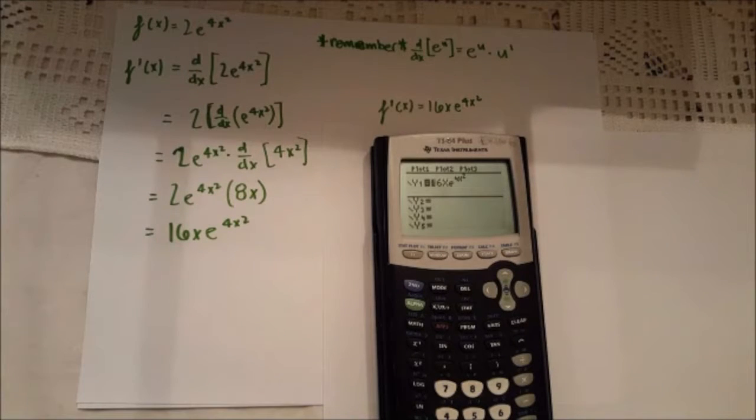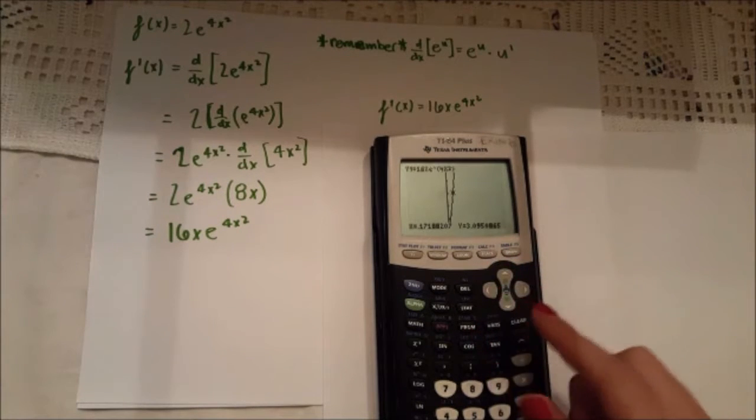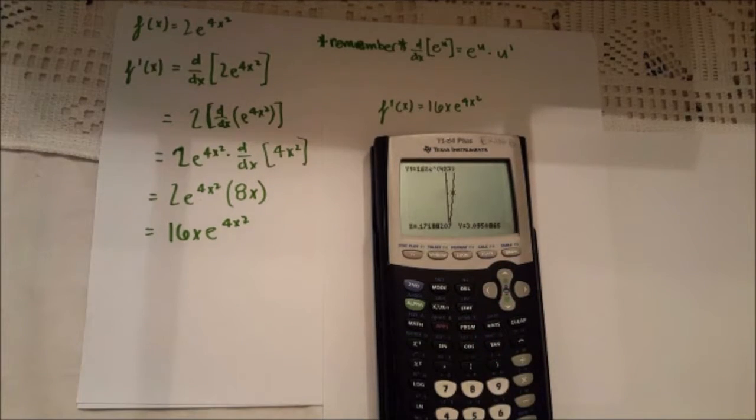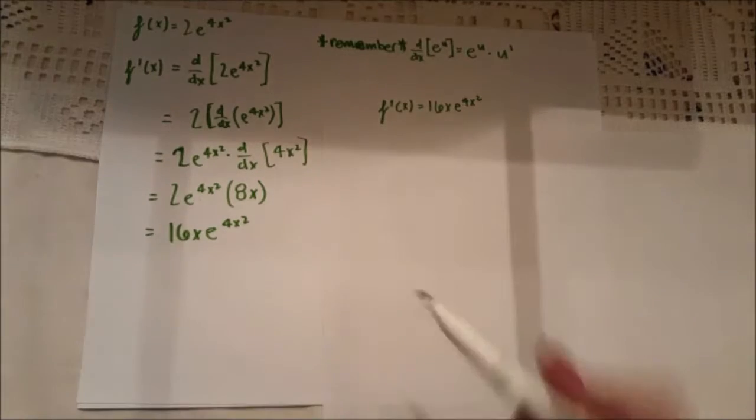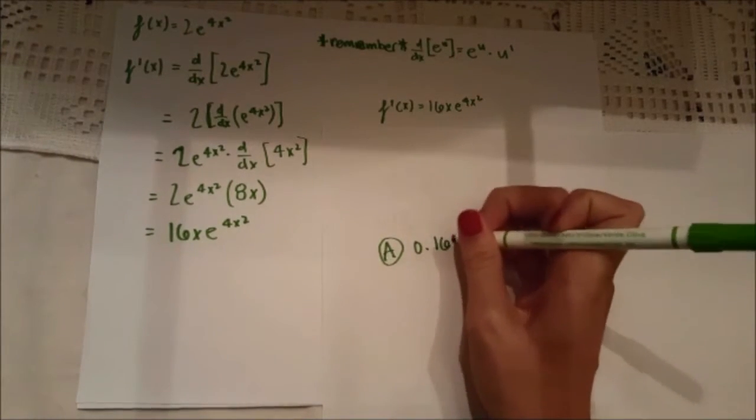Now that we know what f prime is, we can plug it into the graphing calculator and say y equals 16x e to the 4x squared, and then we can graph and trace along the line and see that at y equals 3, x is about 0.17, and the closest answer to that is A, which is 0.168.